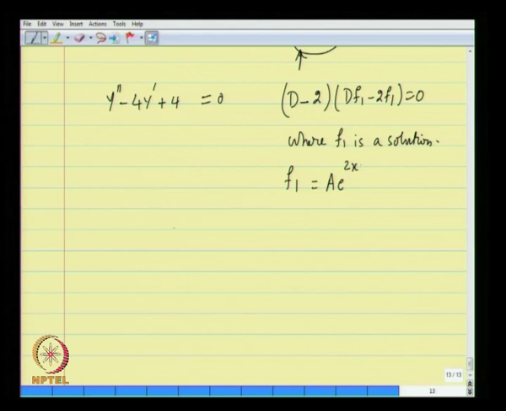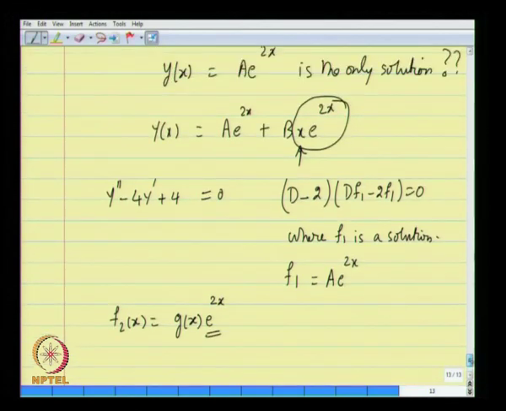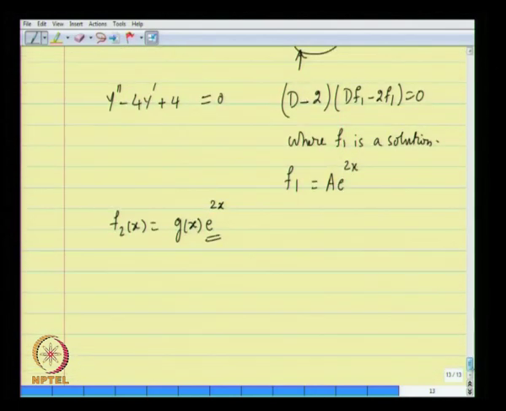So, if there is another solution f2, what we need to do is to try out f2 equal to g of x e raised to 2x. We will keep that because exponential is always there for all these second order constant coefficient differential equations. But we need to now determine the arbitrary function g of x. And in a few minutes, you will find out that this is nothing other than x.